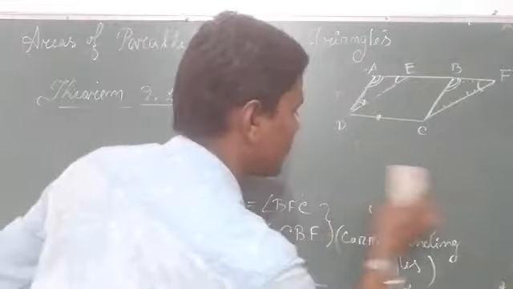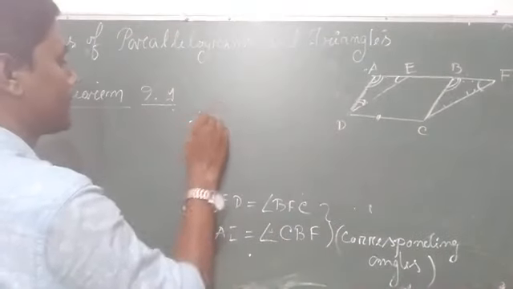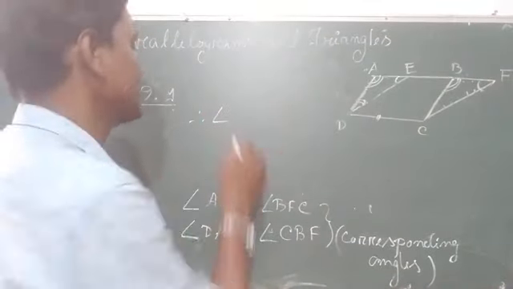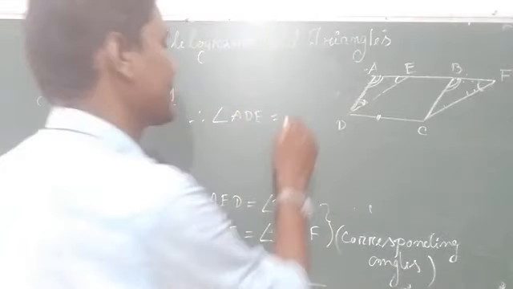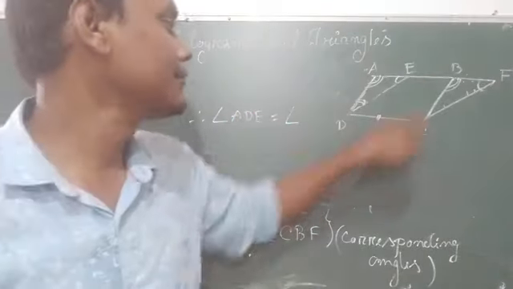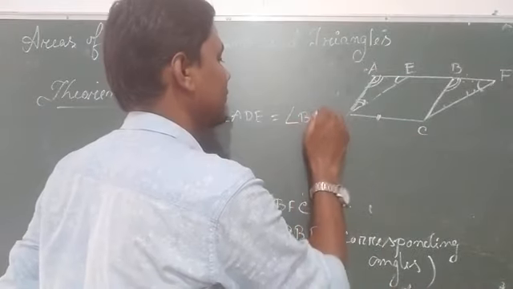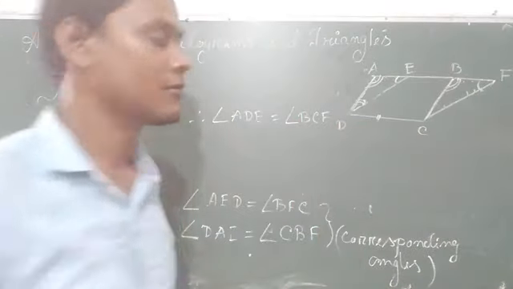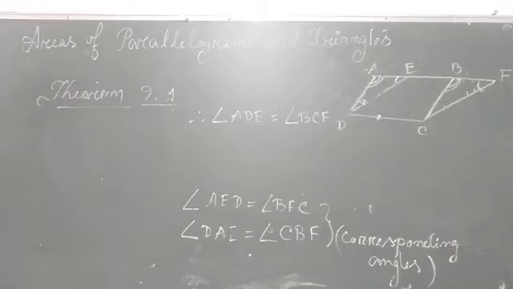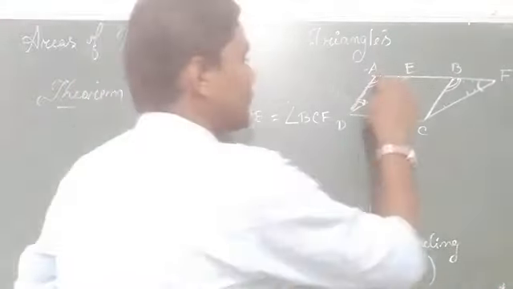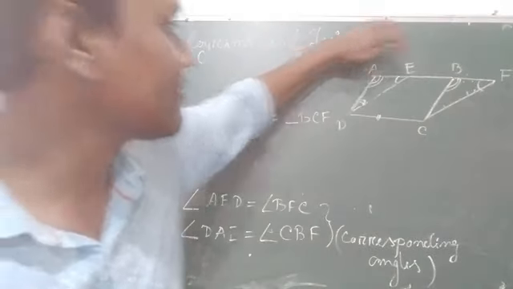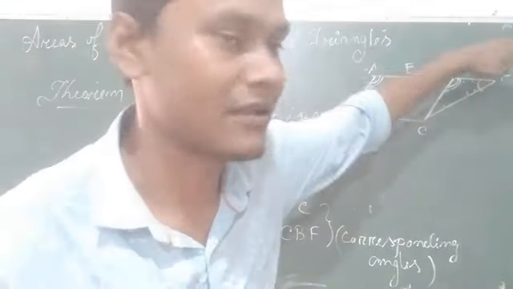Therefore angle ADE is equal to angle BCF. So this triangle will be equal. Now you see here, this A angle is equal to this B angle, that is CBF angle.